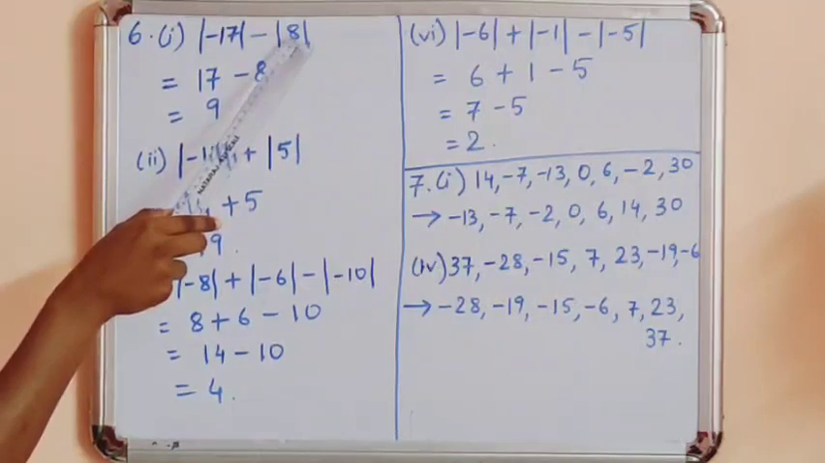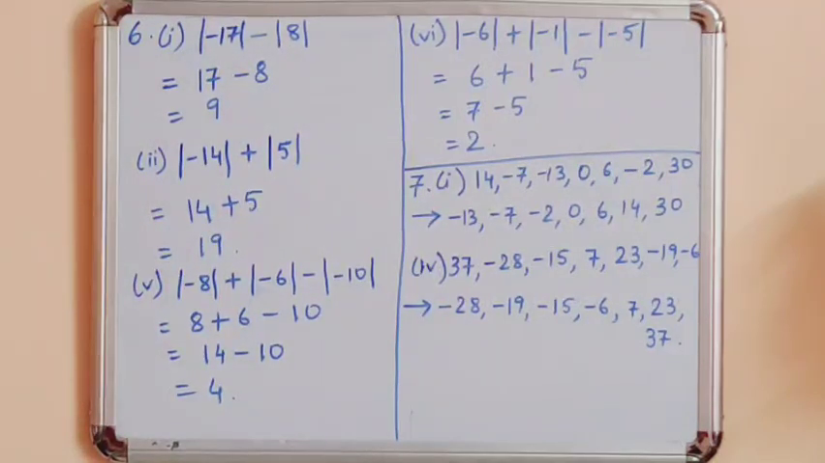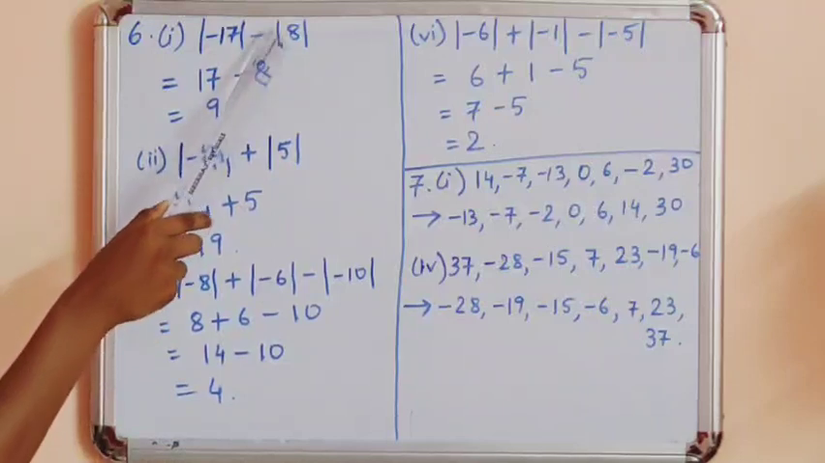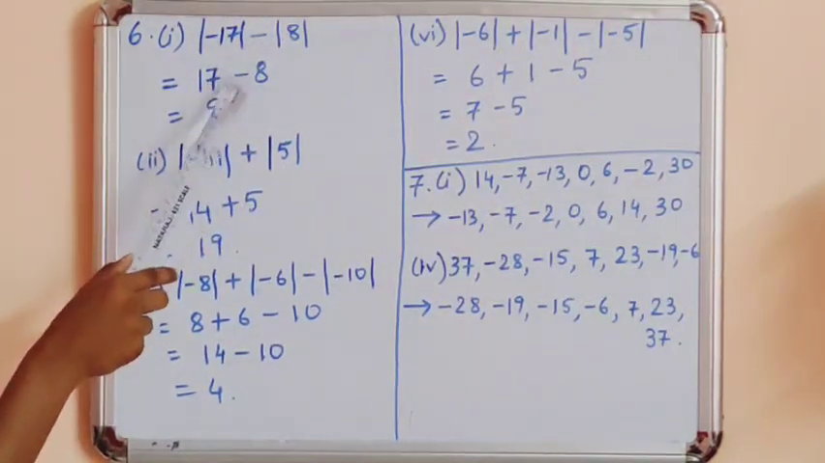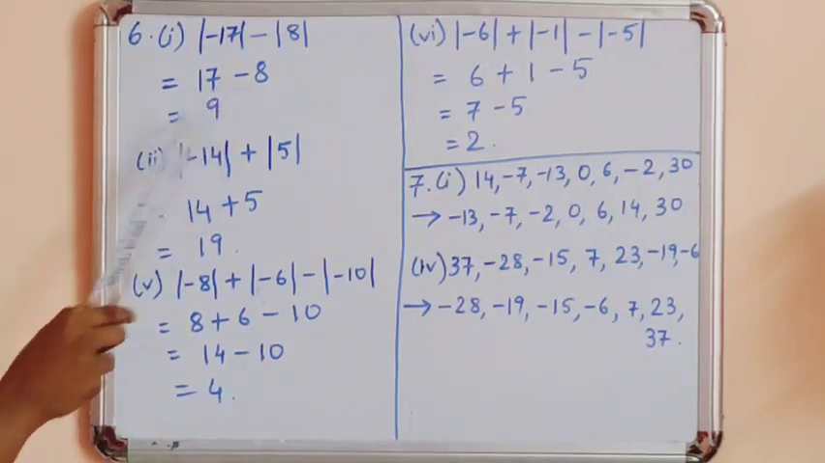And if it has a positive sign, only that value will be here. So simply we have to remove the negative sign from this number if it contains any negative sign. So we just have to write the number as it is, and the sign which is there in between these two numbers will remain the same. And then we have to solve this.